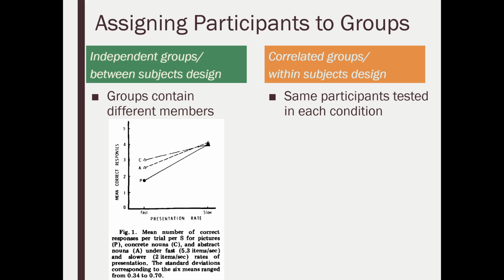So you have the P, which is the people who were labeling the picture that they saw. So they see a picture of a dog and they say dog. You've got the people who see the word dog, the concrete noun, and that's the C's. And then the people who saw an abstract noun like justice, and they had to say that word out loud. And that's the A's. And so you have those 3 groups, and they got a fast presentation rate. And then you have over on the slow presentation rate, the exact same groups. They just all happen to be right on top of each other.